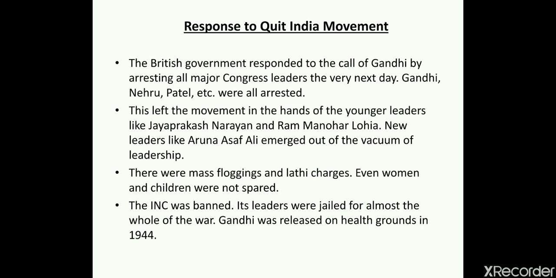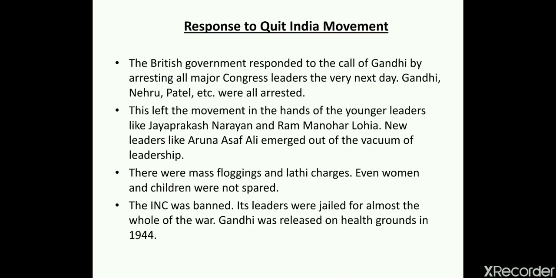Response to the Quit India movement. The British government responded to the call of Gandhi by arresting all major Congress leaders the very next day. So as soon as the movement started, all the major leaders of the Indian National Congress were arrested, including Gandhiji. So Gandhi, Nehru, Patel, etc. were all arrested. This left the movement in the hands of younger leaders like Jayaprakash Narayan and Ram Manohar Lohia. New leaders like Aruna Asaf Ali emerged out of the vacuum of leadership.